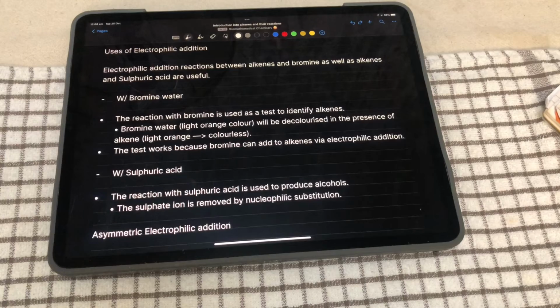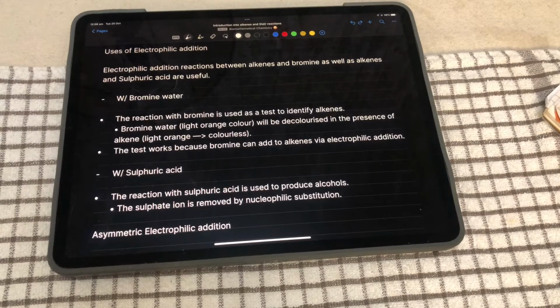With bromine water, the reaction with bromine is used as a way to identify alkenes. It's generally regarded as bromine water. It's the same as Br2, but in very dilute concentrations, hence the water. The reaction with bromine water is used to identify alkenes. Bromine water is a light orange color, and it will be decolorized in the presence of an alkene.